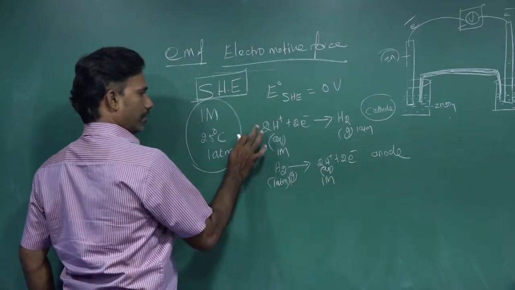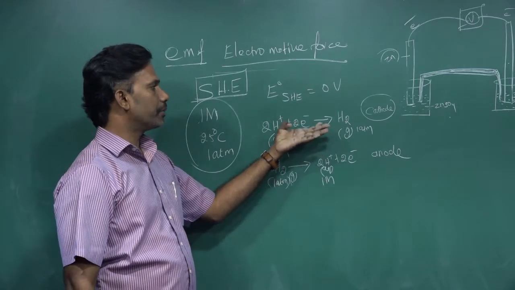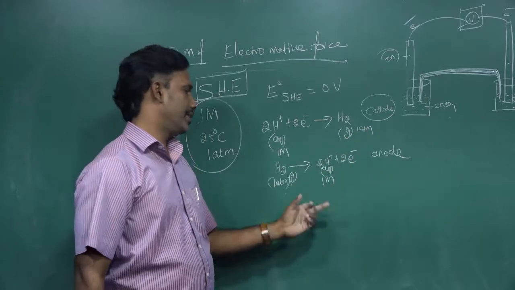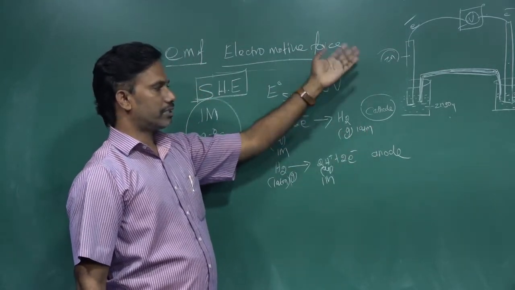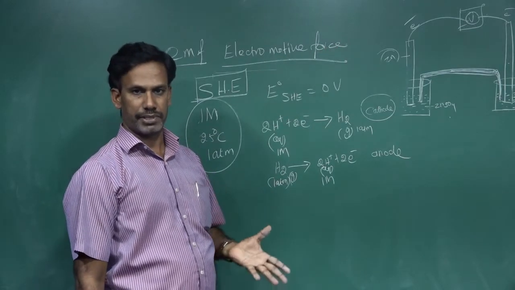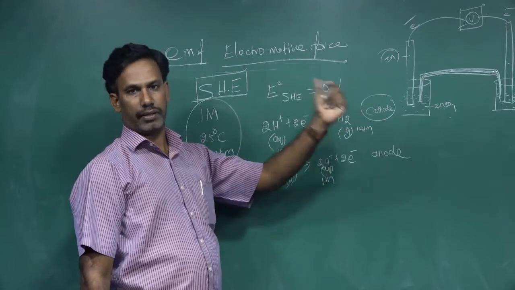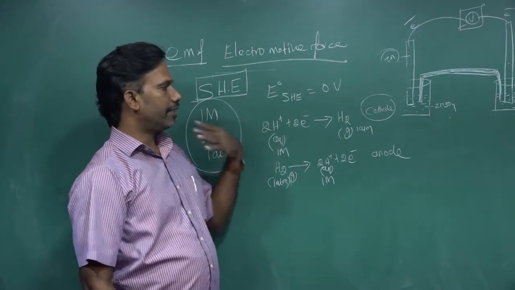Okay. So if you fix the SHE, that is the standard electrode, at the cathode, the reaction will take place like this. If you fix it at the anode, this reaction takes place. So on both sides we can take it. This is the specialization of the SHE. We can use it as a cathodic cell. In the same way, on the anodic side also we can use the SHE. Okay. Then the construction of the SHE.